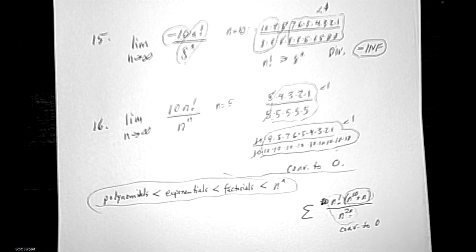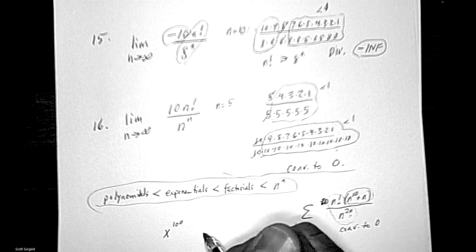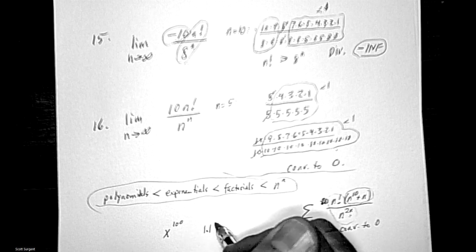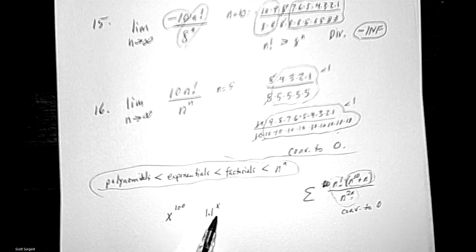For example, you might have x to the 100th power and compare that to 1.1 to the x. For small values of x, this is going to be a huge number, and this is going to be a small number. But eventually, this quantity here will outgrow this quantity here. And once that happens, it will always stay out. This will always be dominant.